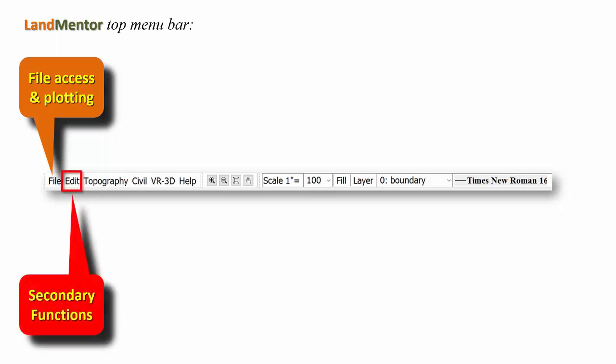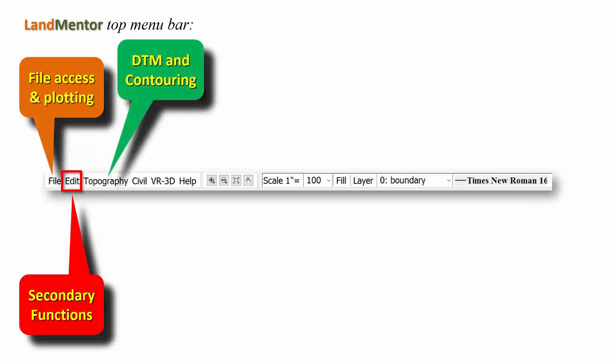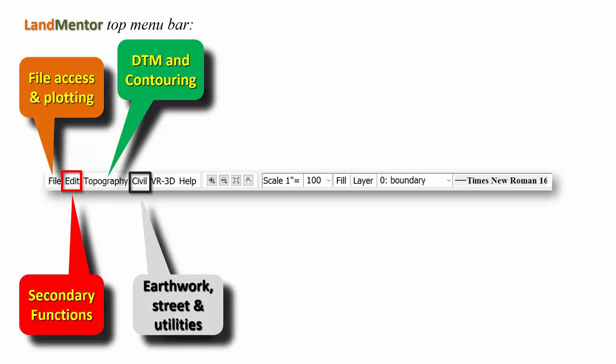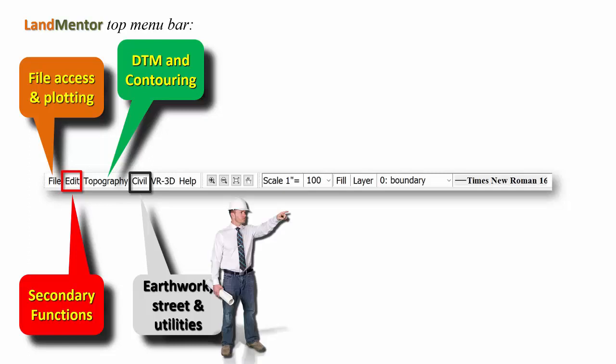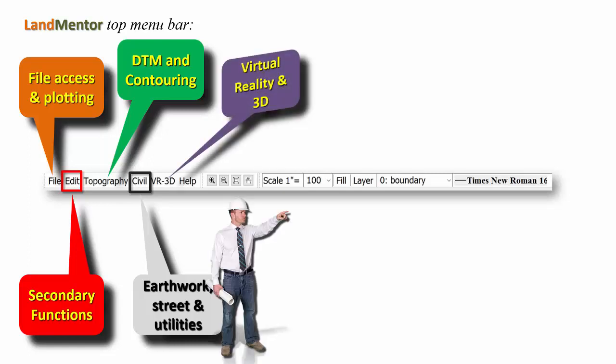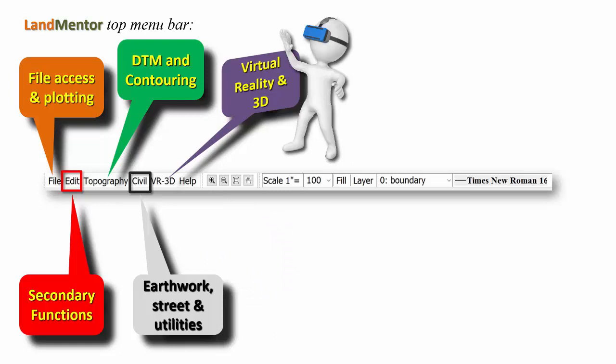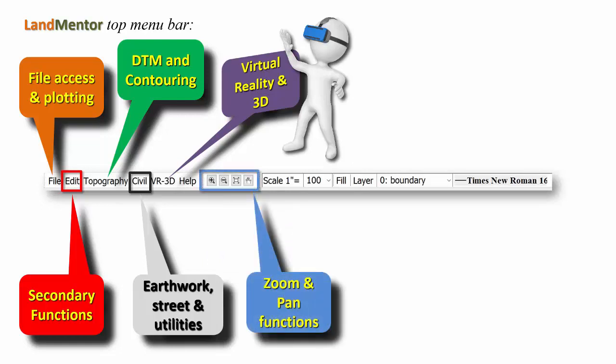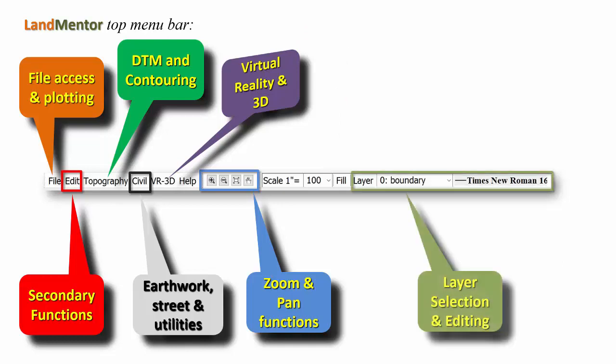Secondary functions or more minor functions that aren't used as much are going to be under the edit. Topography, LandMentor creates all of the digital terrain model, which is going to be internal and kept full time. So the contours are generated on the fly, and you can use any contour elevation interval you want anytime you want. Earthwork, streets, and utilities are through the civil. Virtual reality and 3Ds through the VR 3D menu. The zoom and pan functions are in the middle.